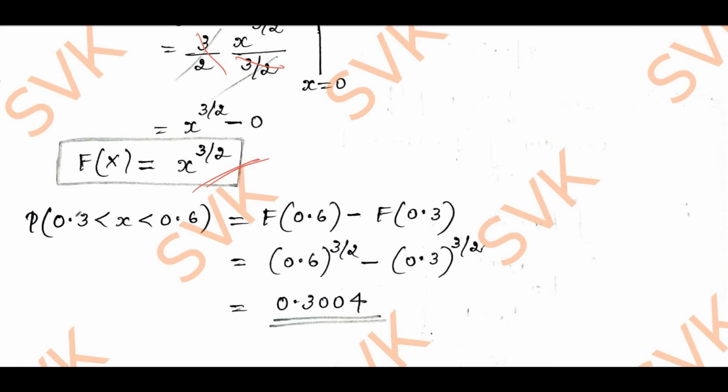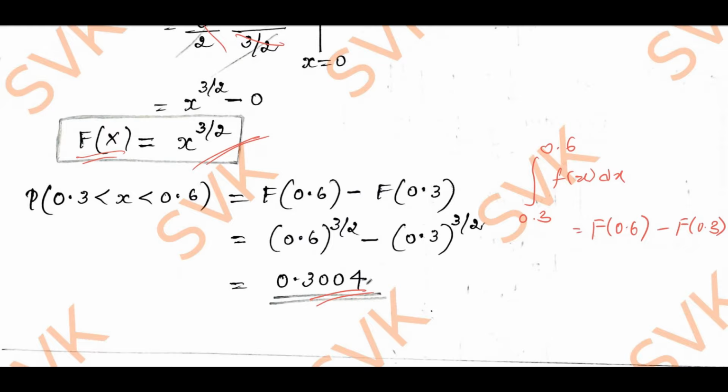So P of 0.3 less than x less than 0.6 is given by F of 0.6 minus F of 0.3. We know that the given problem lies between 0.3 to 0.6. Just if we subtract F of 0.6 minus F of 0.3, it is enough, as we have already calculated CDF here. So therefore, substituting the x values 0.6 and 0.3, we are going to get the solution as 0.3004. This is the required solution.